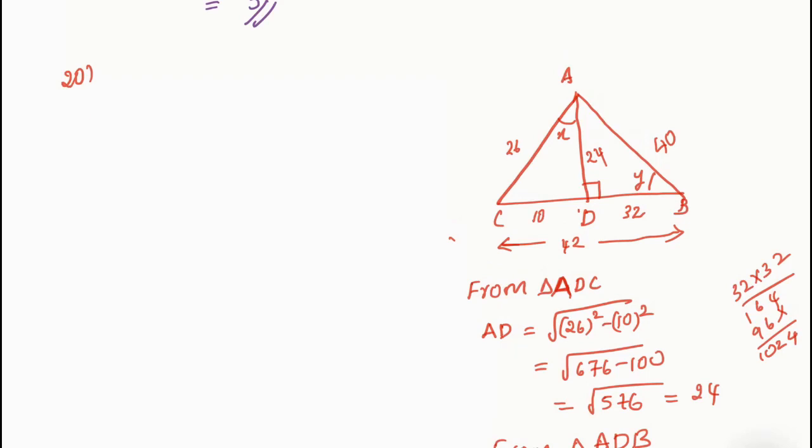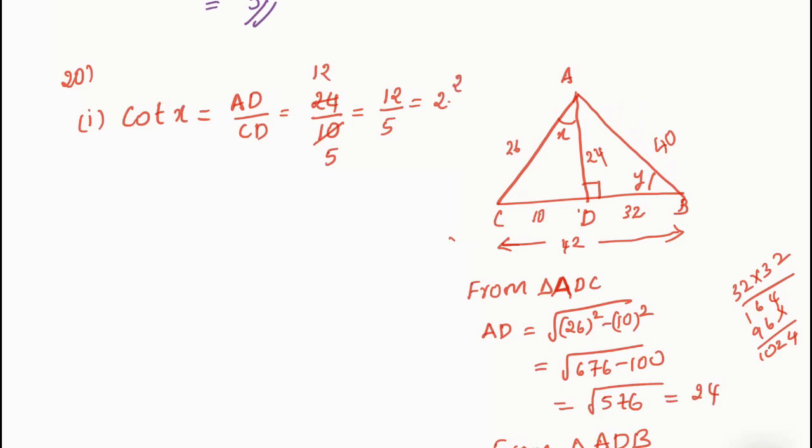Now let me solve it. What is the first question given? Cot x. Cot x means, what is cot value? It is base by perpendicular. For x, what is the base? Base is AD. That is equal to AD by, not hypotenuse, AD by perpendicular, CD. AD is 24 by CD is 10. Cancelling them, you will get 12 by 5.